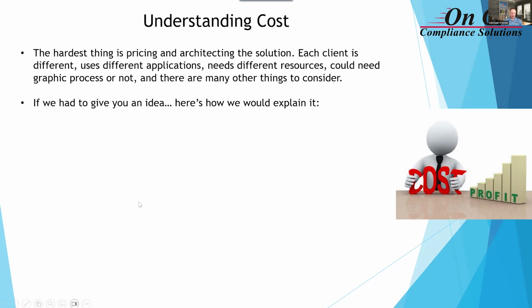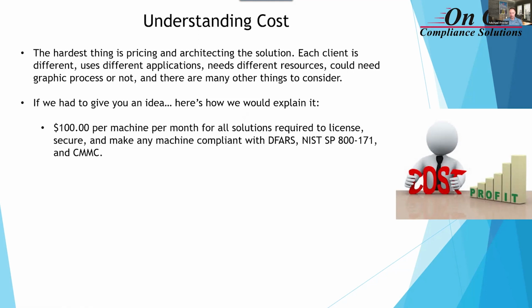However, if I had a gun to my head and I had to give you an idea, here's how I would explain it. Number one, I would say that you should probably budget $100 per machine per month for all solutions required to license, secure, and make any machine compliant with DFARS, NIST, and CMMC. Okay, that has nothing to do with virtual machines. So whether you're doing it on your local network or in the cloud with a virtual machine in Azure Government, you're going to have probably $100 a month worth of services and solutions on that machine to make sure it's compliant.